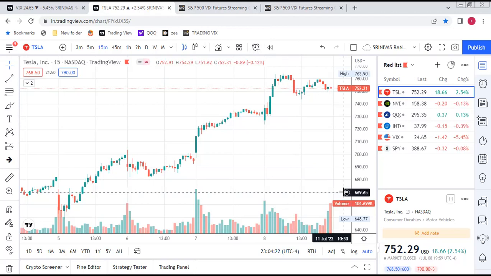Tesla. Twitter, because of the Twitter news only. Twitter, sir? Yeah, right. This is the main advantage of the intermediate supply zone, sir.